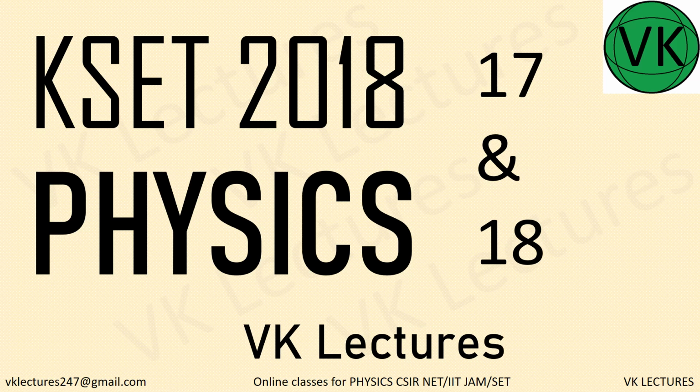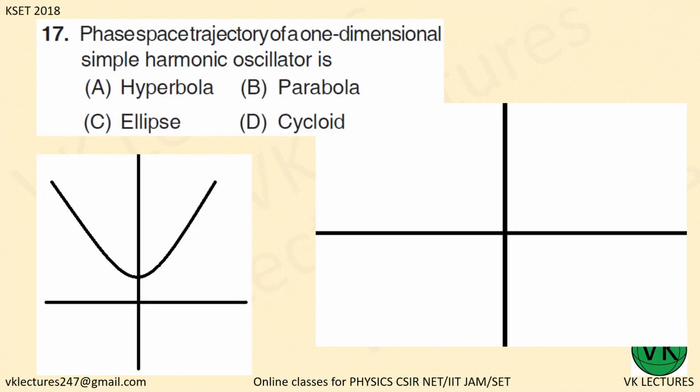In this lecture we are discussing the 17th and the 18th question from KSET 2018 physics question paper. So, phase-space trajectory of a one-dimensional simple harmonic oscillator. So this is the potential of the simple harmonic oscillator, and this is x along x.